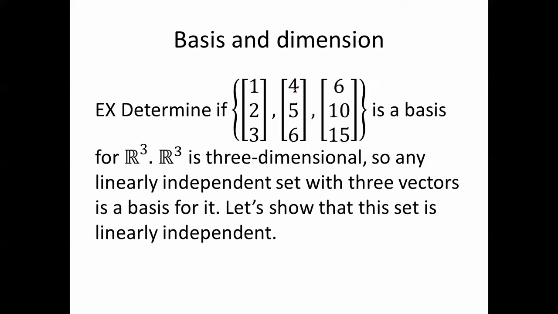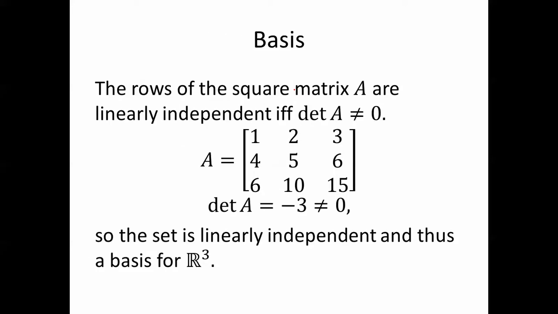Determine if (1, 2, 3), (4, 5, 6), (6, 10, 15) is a basis for R3. Well, R3 is three-dimensional. So any linearly independent set with three vectors is a basis for it, because the dimension is 3. Let's show that this set is linearly independent. The rows of a square matrix A are linearly independent if and only if the determinant of A does not equal 0. That's the theorem that we've seen in the book. It's this monster theorem. It's got lots and lots of statements which are logically equivalent to the statement that A is invertible, and these are two of them.